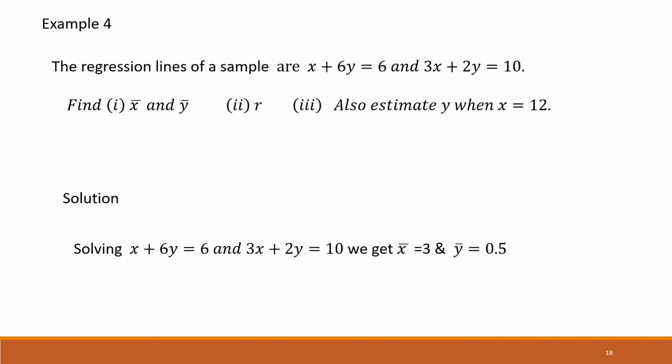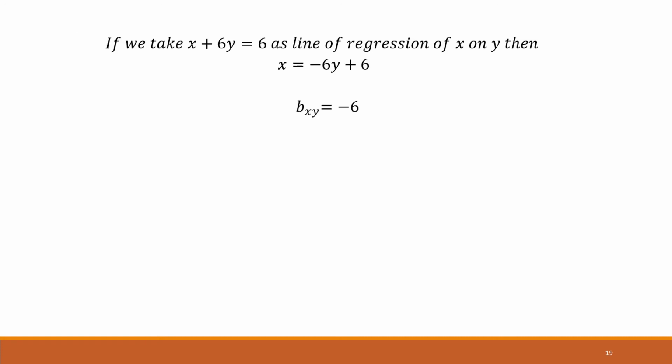Let us assume that the first equation is the line of regression of x on y. So x is equal to minus 6y plus 6. If I take it as x on y, then x has to be kept on the left hand side, so I'll get minus 6y plus 6. When I write x on y, the coefficient will become bxy. The coefficient of y in this regression line is minus 6. It's greater than 1.